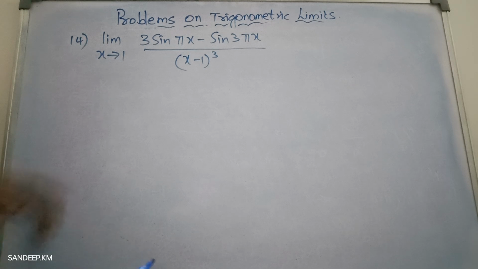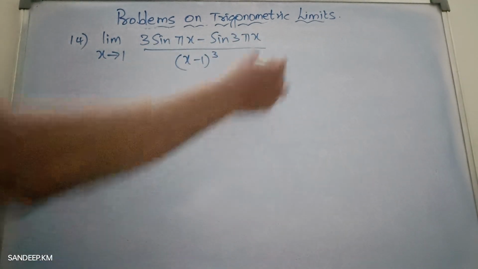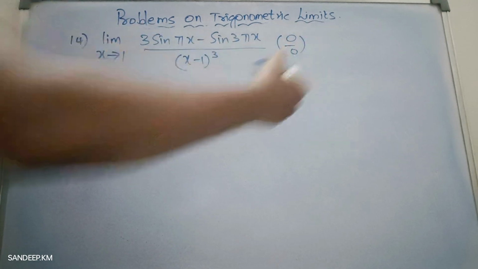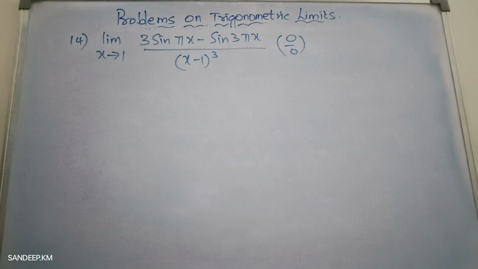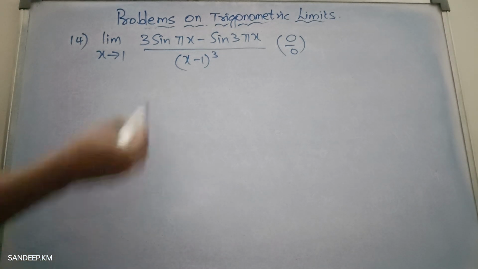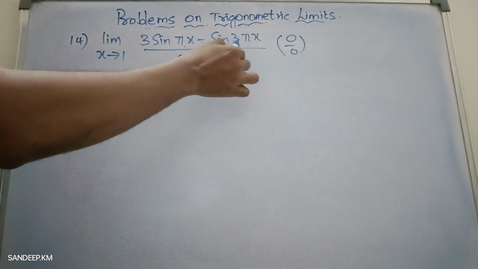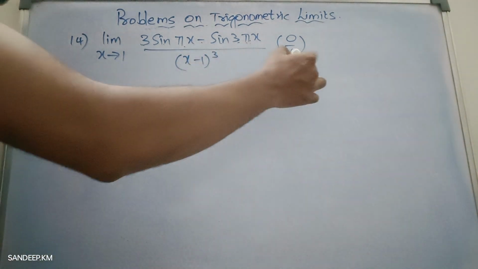Next question. If I substitute x as 1, the numerator will be 0, the denominator will be 0. Again, it is in the form of 0 by 0. And please observe one thing, dear students. If I take pi x as theta, this is in the form of 3 sin theta minus sin 3 theta. Do you remember the formula of sin 3 theta?